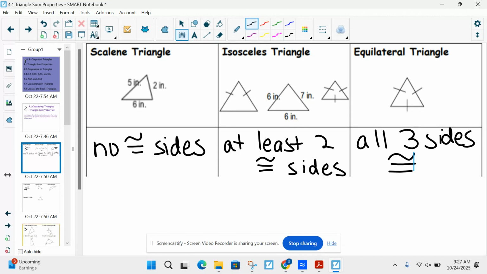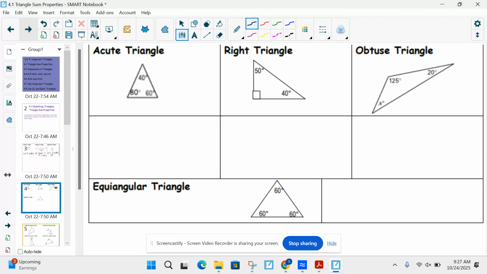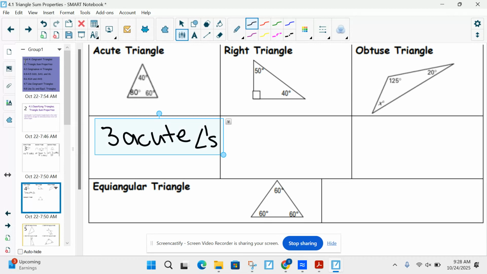All right. And then that's based off of the side lengths. And then we can classify triangles based off of the angle measures. So you have acute triangle, a right triangle, or an obtuse triangle. Emma? Yes, all angles are acute. So three acute angles. If one of them is obtuse, like if one of them is greater than 90, then it's an obtuse triangle.